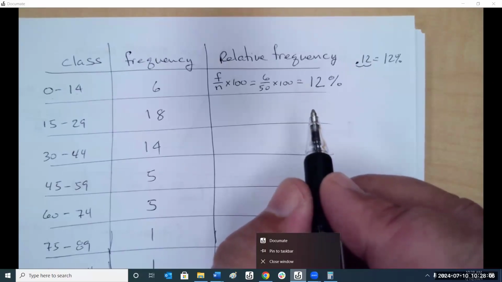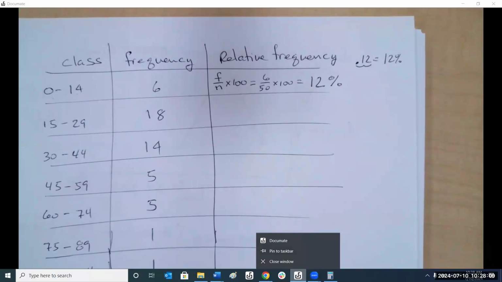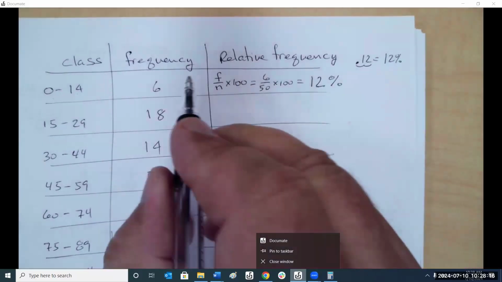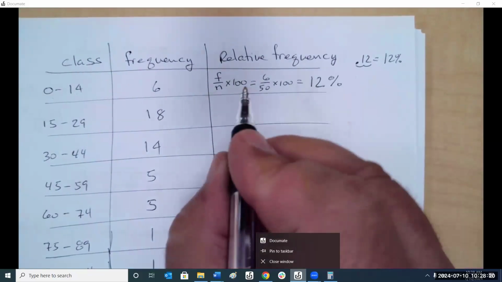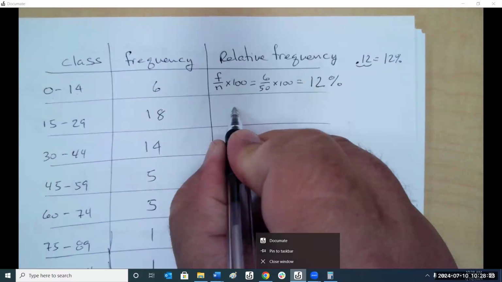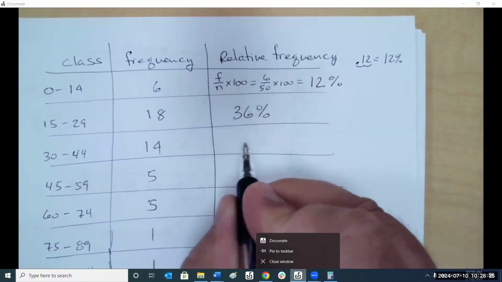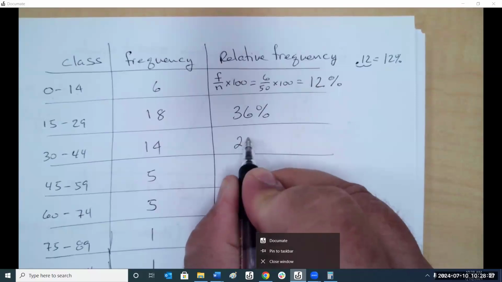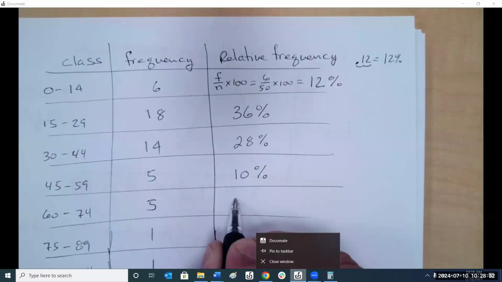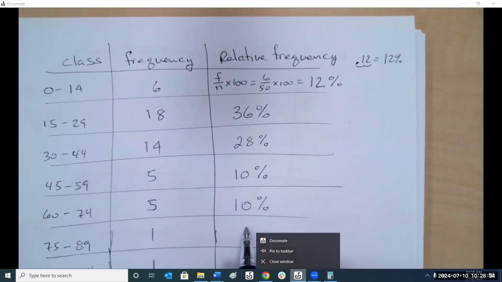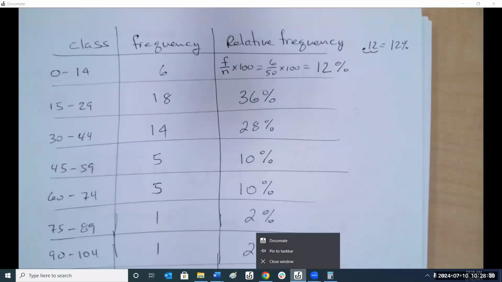N is what? 50. Yeah, it's in our data set. Our first data set we started off with is 50. There are 50 numbers in our data set. So 6 divided by 50 is 0.12 times 100 is 12%. Then we have 36%. Then we have 0.28, which is 28%, 10%, 10%, 2%, and 2%.